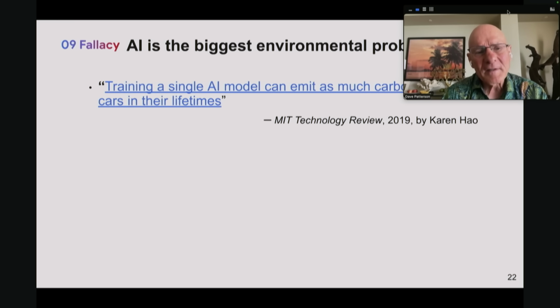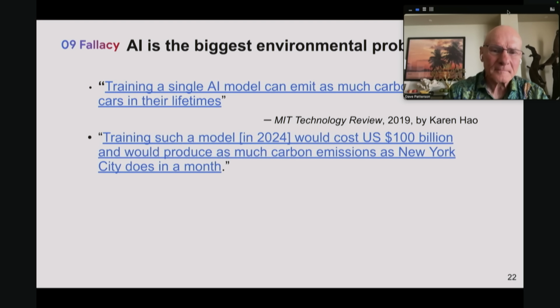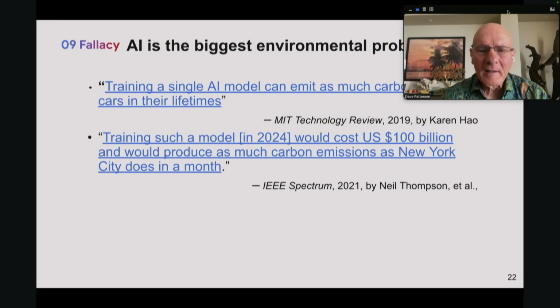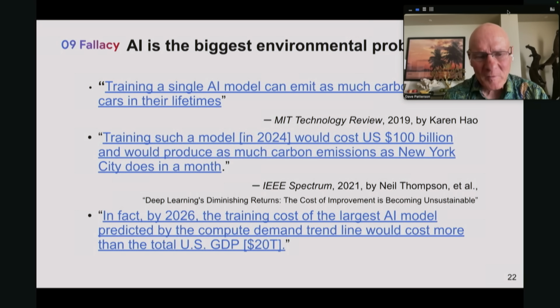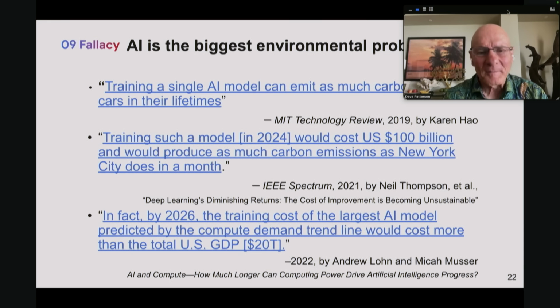Last year she had this paper in the MIT Technology Review: training a model in 2019, a relatively small model, emitted as much carbon as 5 cars in their lifetimes. And that was on the cover of IEEE Spectrum, IEEE's flagship, predicting that 3 years after the article it would cost $100 billion to train a model, with the most carbon emissions in New York in a month. And that was trumped by people who said by 2026 it was going to cost $20 trillion to train a model. So where did these numbers all come from?